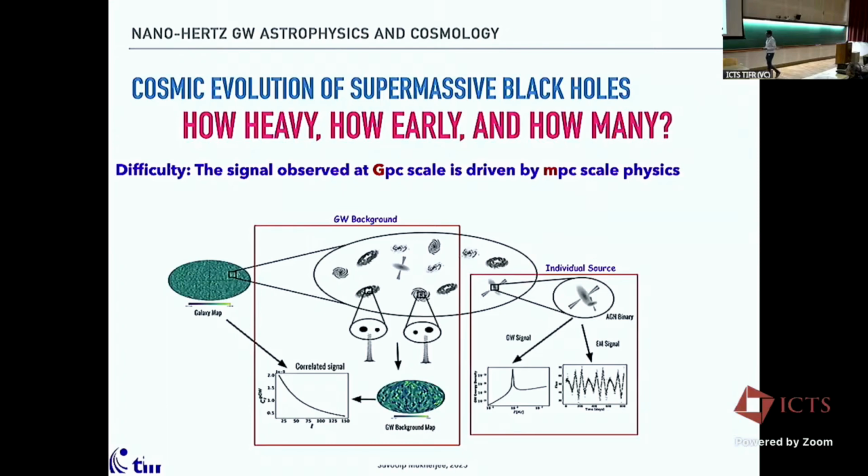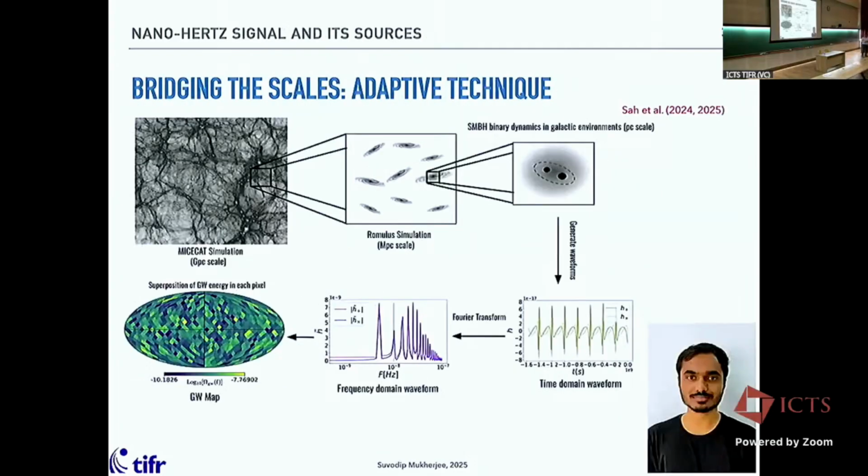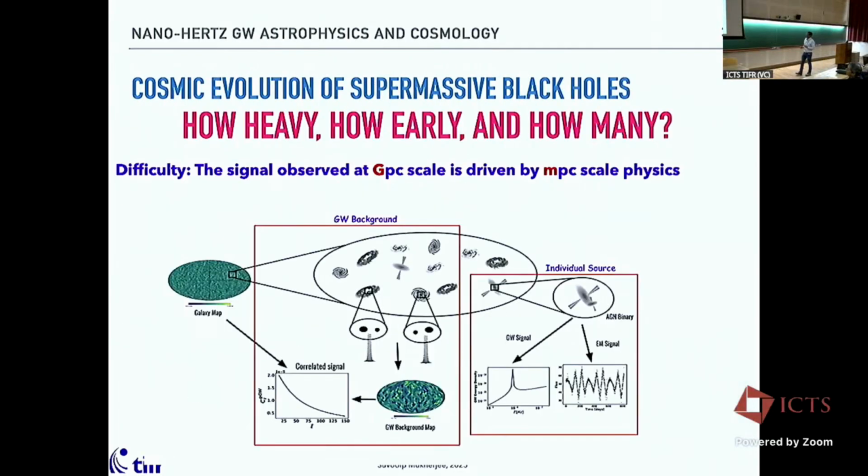So the problem is, if I give you a galaxy distribution, there are many galaxies there. Some of them will have a black hole binary going on. They will emit gravitational wave signal, and this signal at the smallest scale is driving the observed signal in the gravitational wave map, which is a large angular scale map. That means the very small scale physics is driving the large scale signature. So that's the difficulty we have. We observe the signal at gigaparsec scale, which is driven by milliparsec scale physics of two binaries coalescing.